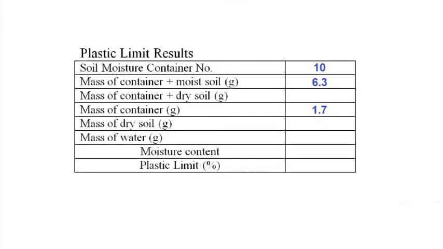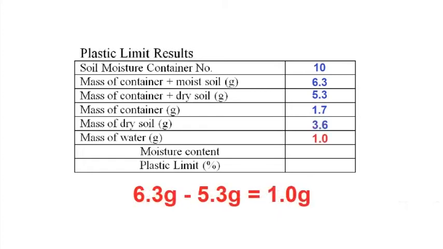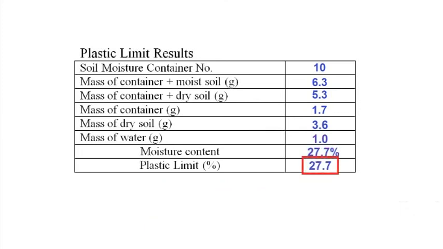After 24 hours in the oven, remove the sample and record the mass of the now dry soil plus the container. Calculate the mass of dry soil. Calculate the mass of water. Finally, calculate the moisture content. The plastic limit is equal to this moisture content.